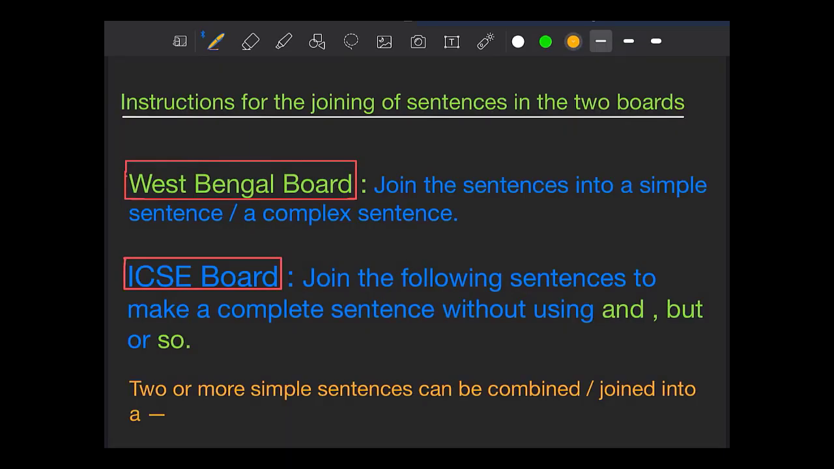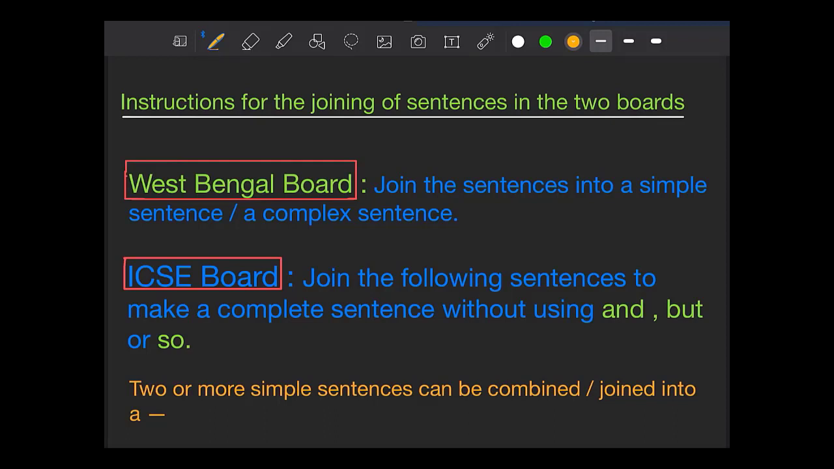Here you will get the instructions of the two boards, West Bengal Board and the ICSE Board. Read the instructions and see that they are all the same in content but different in language only. If it is necessary, go to part 1 of this lesson series. You will get a full discussion on them there. Okay. Now come to the point.